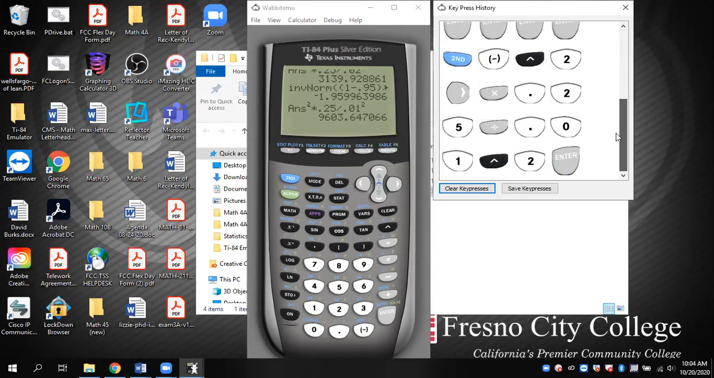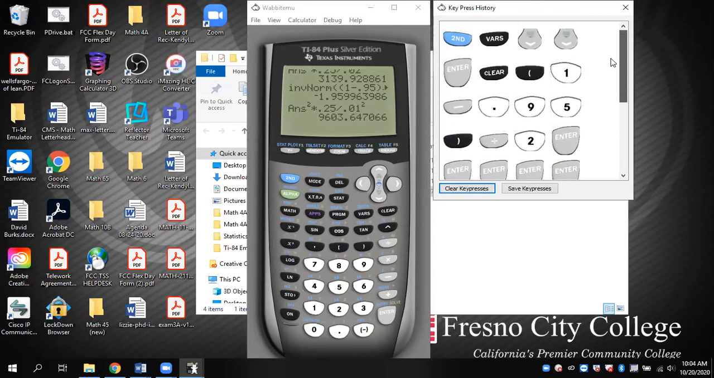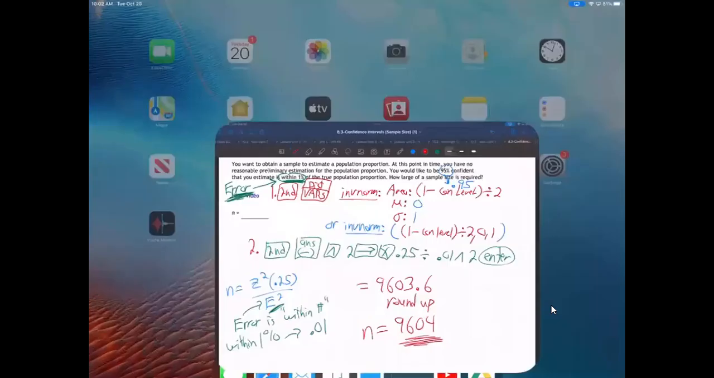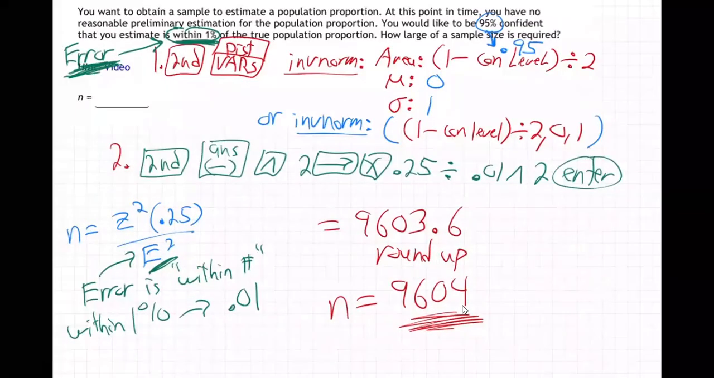I guess it's a little confusing, huh? All the buttons I pressed there. I'm not sure how helpful that is. All right, let me go back to the iPad screen. And there it is.